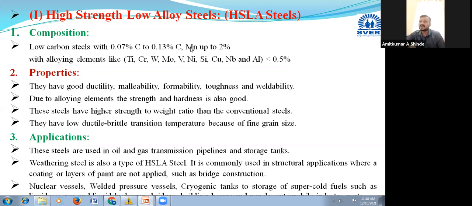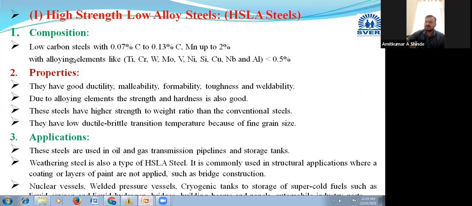That's why we have added manganese here. Due to this manganese, whichever chips are formed will get separated very easily, because it will form manganese sulfide, and it will help to separate out the chips formed. It will separate them easily. Hence machinability will be improved.